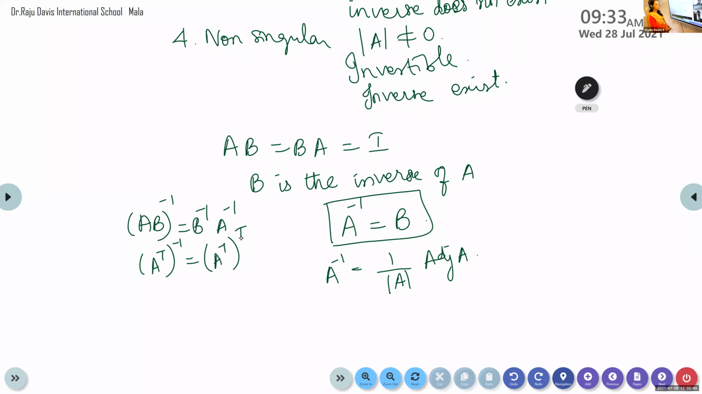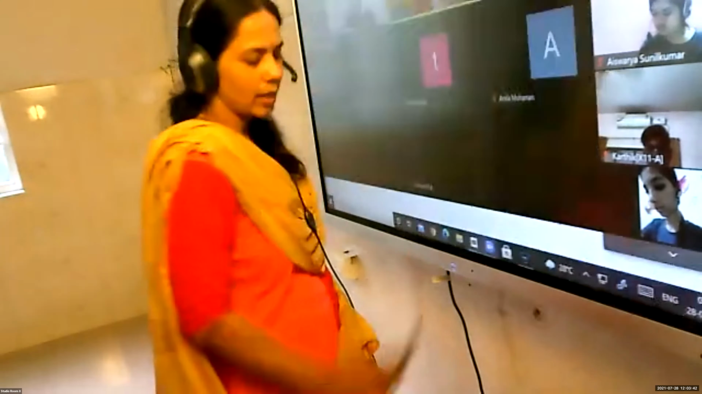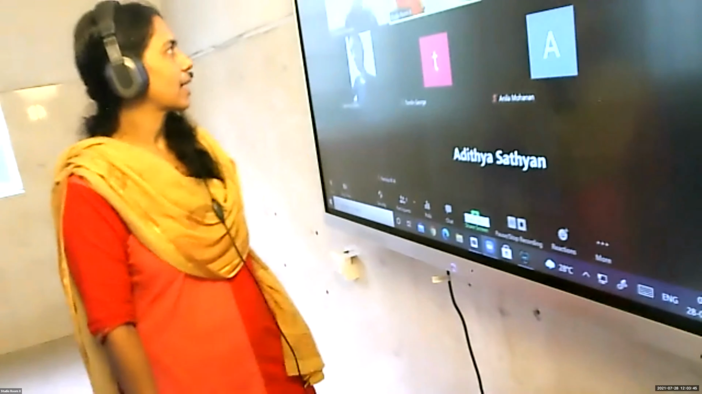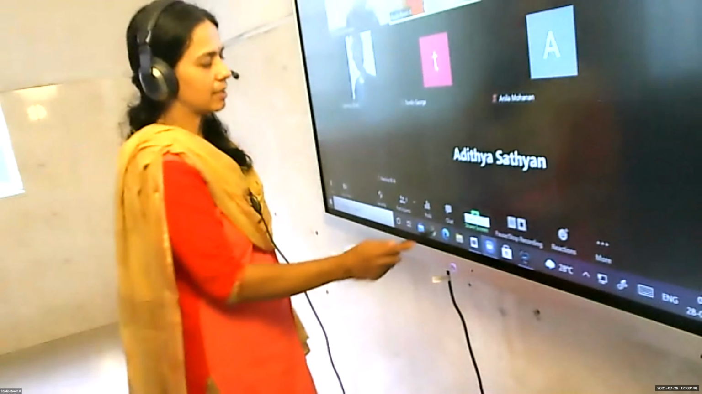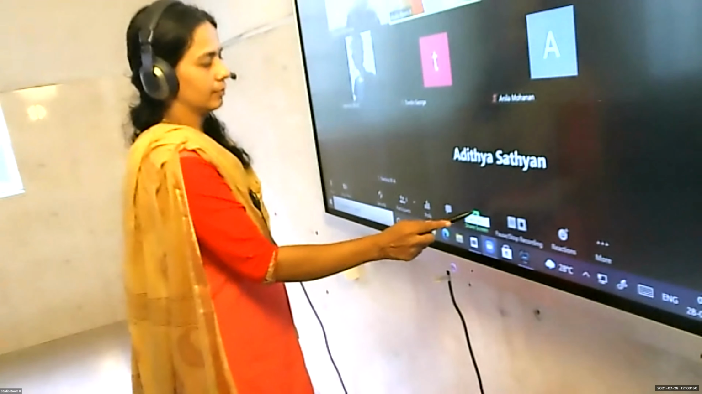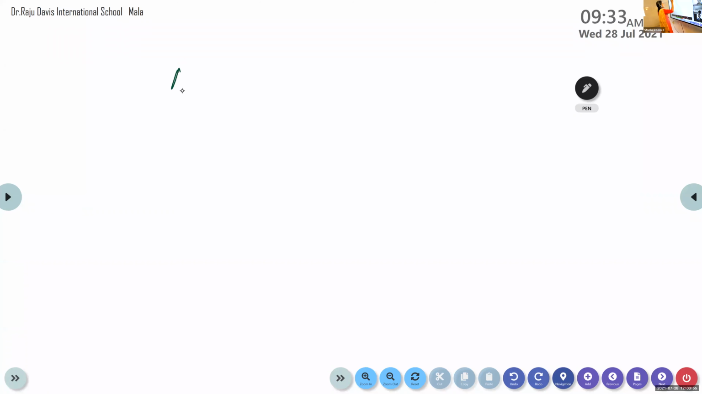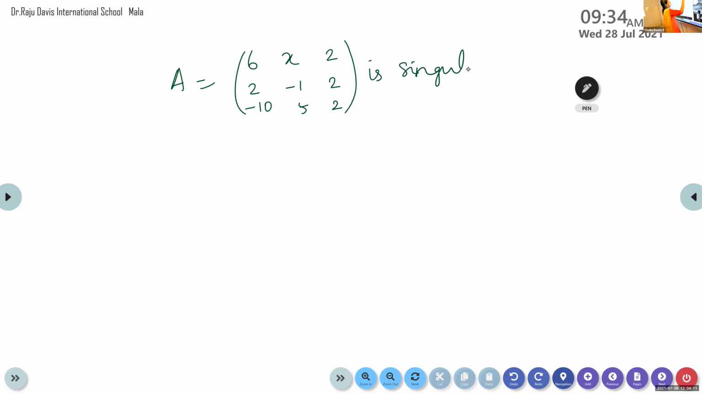Example 1. If you have the textbook, mark it. Those who don't have the textbook, I will give the question. Write down. If the matrix A is equal to the matrix 6, x, 2; 2, minus 1, 2; minus 10, 5, 2 is singular, find x. If this matrix is singular, we have to find x.